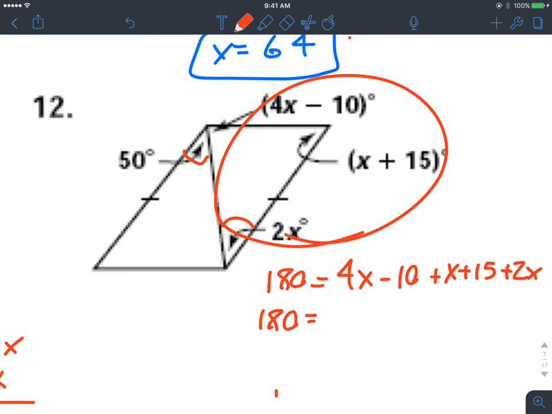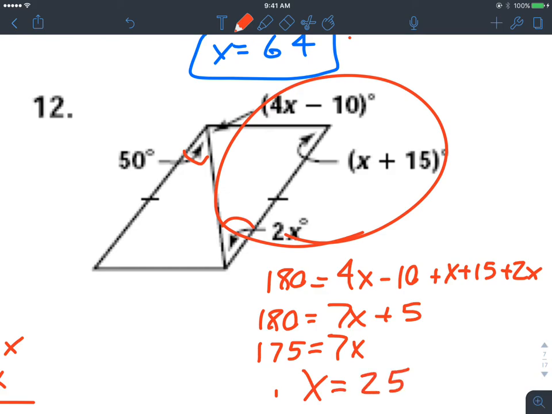You got 4x, x, and 2x. I believe that's going to be 7x. And then you combine your like terms, so it's going to be plus 5. Alright, so when you subtract over, you're going to get 175 on that side, and then equals 7x. And then let me just double check. 175 divided by 7, 25 apparently.